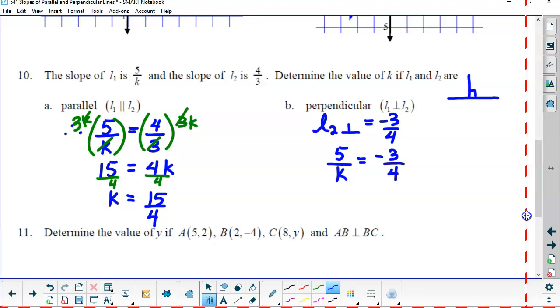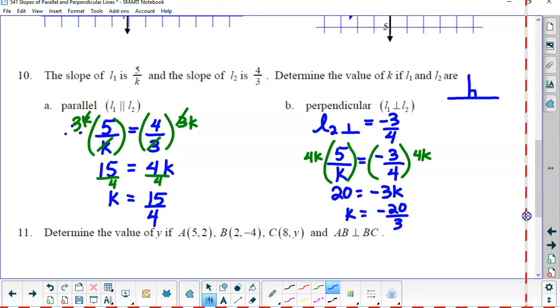Yep. Exactly. So you multiply through by 4k.